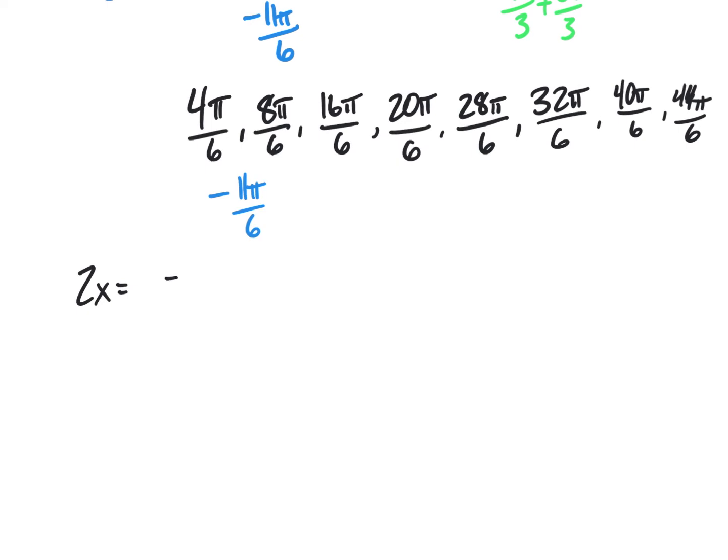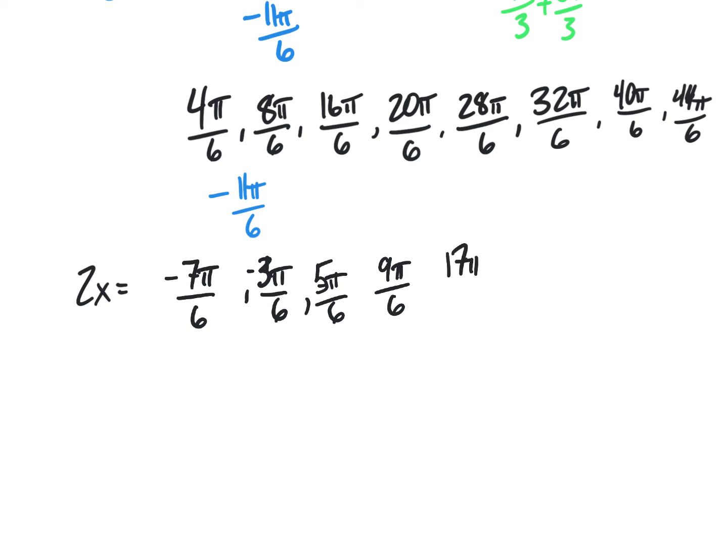So I'm going to get negative 7 pi over 6. I'm going to get negative 3 pi over 6. I'm going to get 5 pi over 6. I'm going to get 9 pi over 6. I'm going to get 17 pi over 6. I'm going to get, let's see, 21 pi over 6.